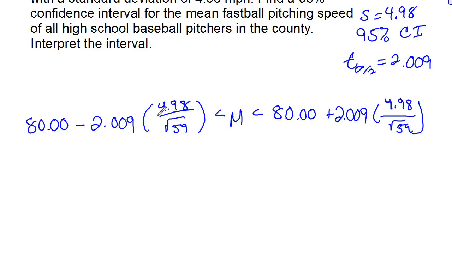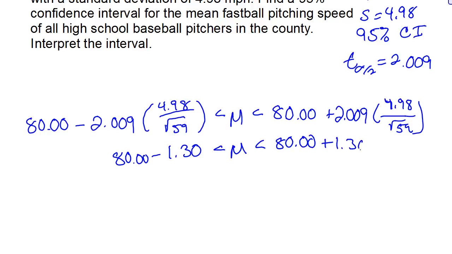So I'm going to calculate my margin of error, which is 2.009 times 4.98 divided by the square root of 59, and I'll get 1.30. So I'll have 80.00 minus 1.30, and I'll have 80.00 plus 1.30. And I will add and subtract that, and I'll get a 78.70 and an 81.30.